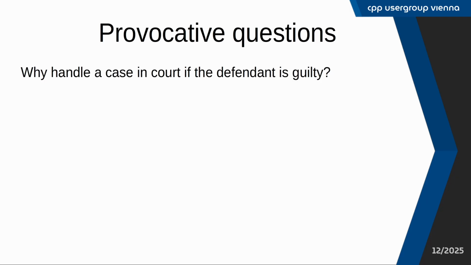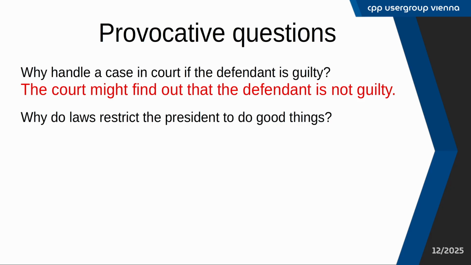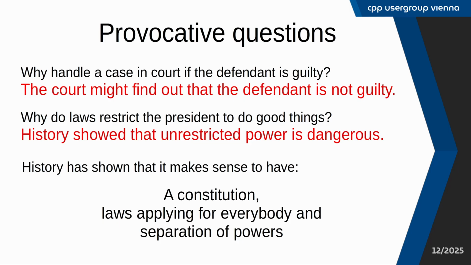Why handle a case in court if the defendant is guilty? Of course, the court might find out he is not guilty, and therefore it makes sense to have this procedure. And why do laws restrict the president from doing good things? History shows us that unrestricted power is dangerous. And history shows that it makes sense to have a constitution, laws applying to everybody, and so on.